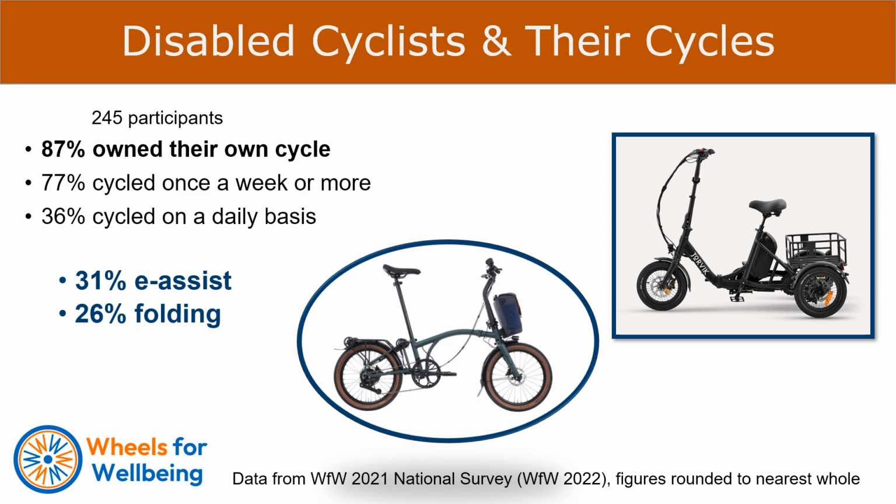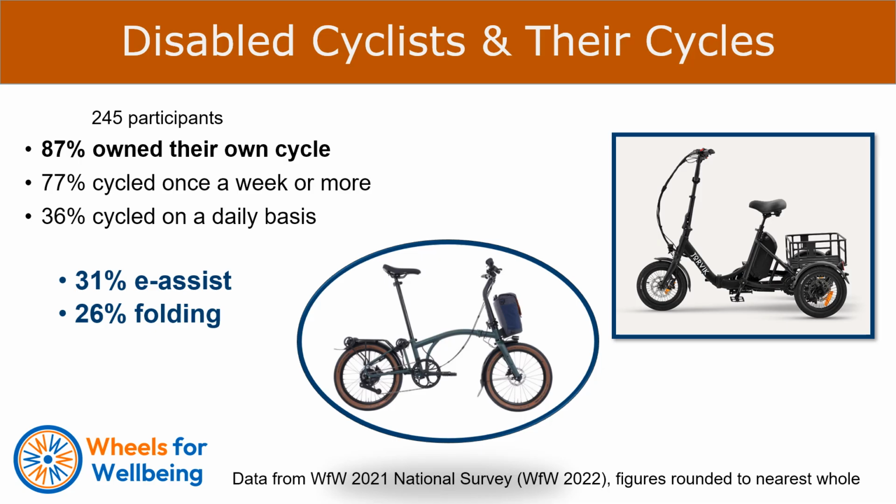The other cycle pictured on the screen is an eAssist Brompton. So it's the standard two-wheel bicycle in the Brompton design, but it has a battery mount just over the front of the front wheel below the handlebars. And this cycle also folds for easy storage or manoeuvring. So eAssist and folding cycles make cycling much more accessible for disabled people.